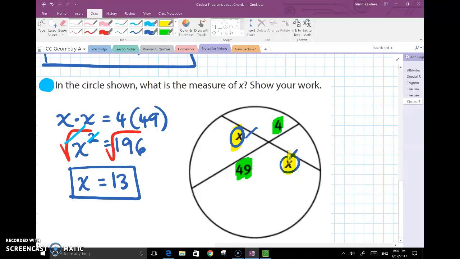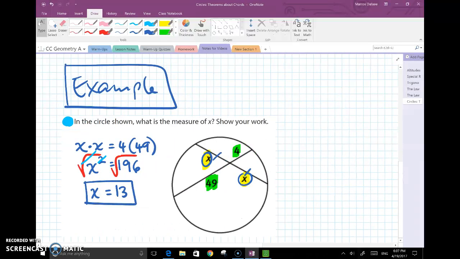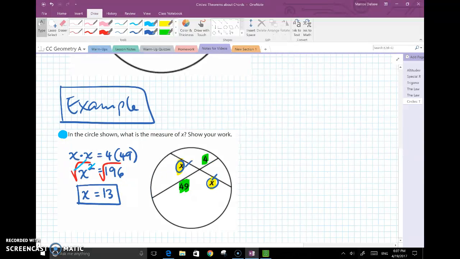Solve for it by the principle that I described above, and this will always work when you have two chords that intersect within a circle.